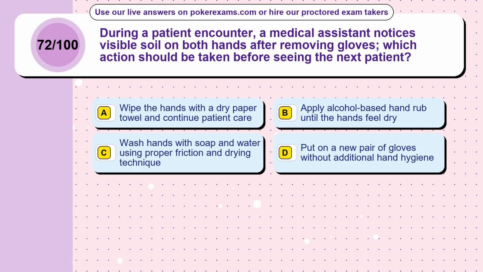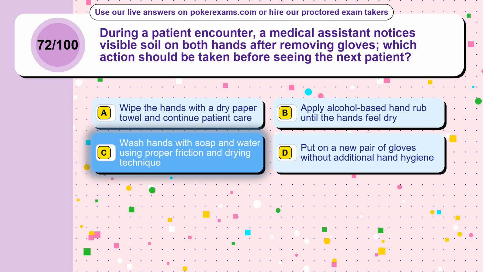Question 72. During a patient encounter, a medical assistant notices visible soil on both hands after removing gloves. Which action should be taken before seeing the next patient? Option A. Wipe the hands with a dry paper towel and continue patient care. Option B. Apply alcohol-based hand rub until the hands feel dry. Option C. Wash hands with soap and water using proper friction and drying technique. Option D. Put on a new pair of gloves without additional hand hygiene.